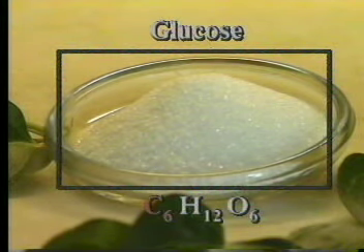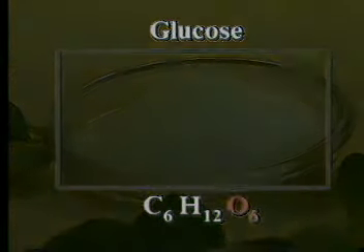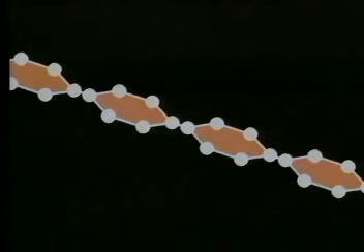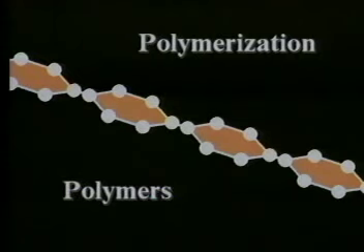Glucose is made up of 6 atoms of carbon, 12 atoms of hydrogen, and 6 atoms of oxygen, arranged in a ring-shaped structure. This simple ring is the building block from which more complex molecules are formed. This joining process, creating larger molecules from simple units, is called polymerization. The compounds that result are called polymers.